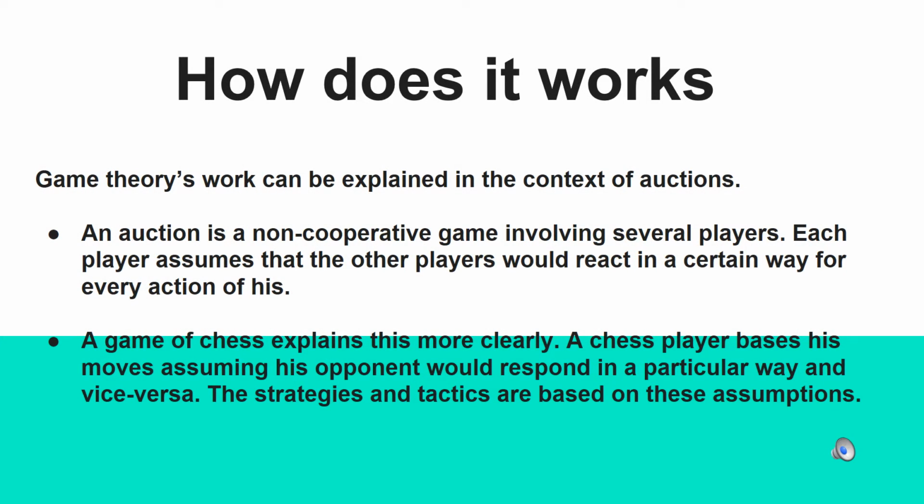You must be asking yourself, how does it work? Game theory's work can be explained in the context of auctions. An auction is a non-cooperative game involving several players. Each player assumes the other player would react in a certain way for every action of their own. A game of chess explains this more clearly. A chess player bases his moves on the assumption that his opponent will respond in a particular way, and vice versa. The strategies and tactics are based on these assumptions.